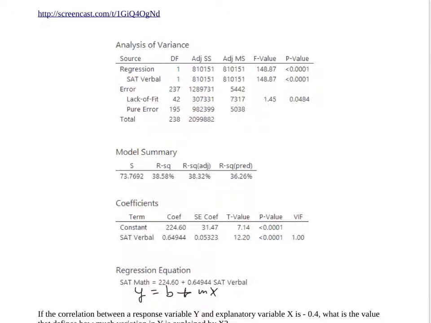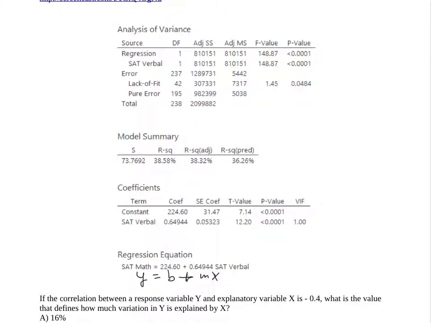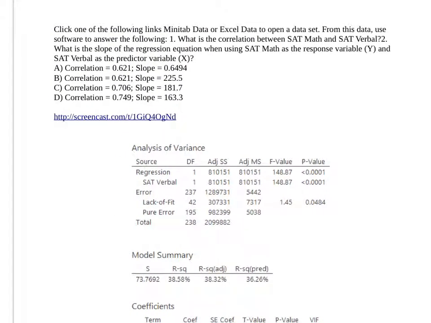So when it says, what's the slope, we just need to look at this right here, 0.64944. And when we go up here and we look at the slope, there's only one possible option for that. So that tells us right away, A is our answer. But I also want to go over how to get the correlation, because there are multiple data sets that could be given to you and different questions that may have duplicates of slope. So I want you to be able to get both.